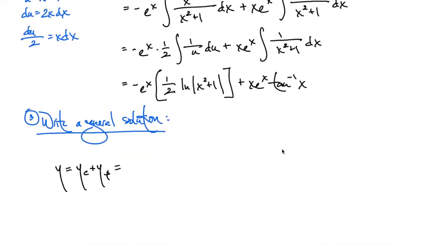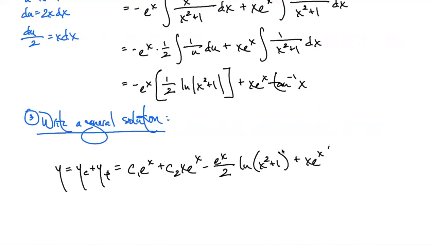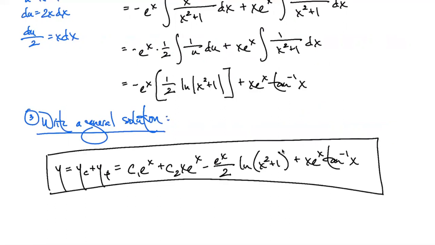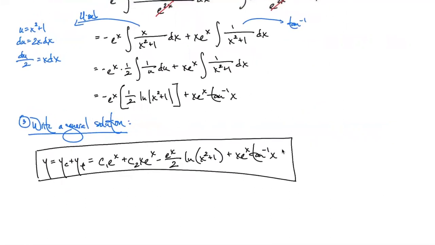And so our y sub c was c1 e to the x plus c2 x e to the x. And our y sub p is going to be this whole long clump. So minus e to the x over 2 natural log of x squared plus 1 plus x e to the x times inverse tangent of x. Okay. So we'll go ahead and put a box around this. When we say solve or find that general solution, we need to find the sum of our y sub c and our y sub p.